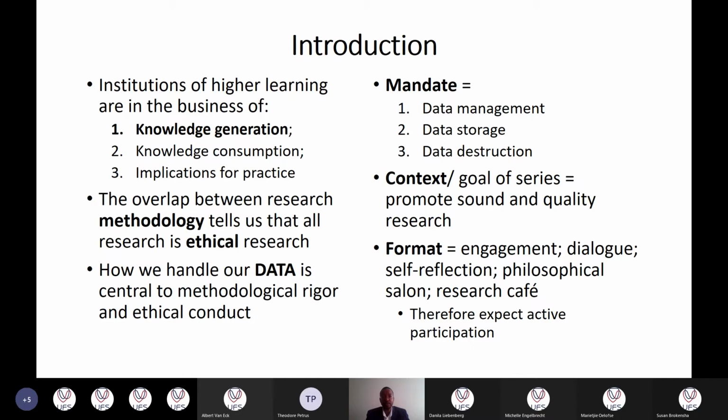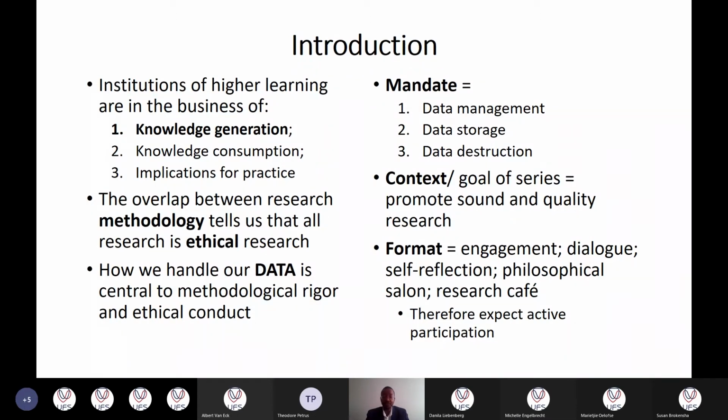First, it has to be knowledge generation. Knowledge consumption and implications for practice ought to stem from our ability and capacity to generate knowledge. If we agree that is indeed the case, and this is what our business is about, methodology and ethical research become critically important. At the same time, we need to acknowledge the overlap between the methodology of the science that we're busy with, as well as the ethics of our own conduct, therefore making all research ethical research.